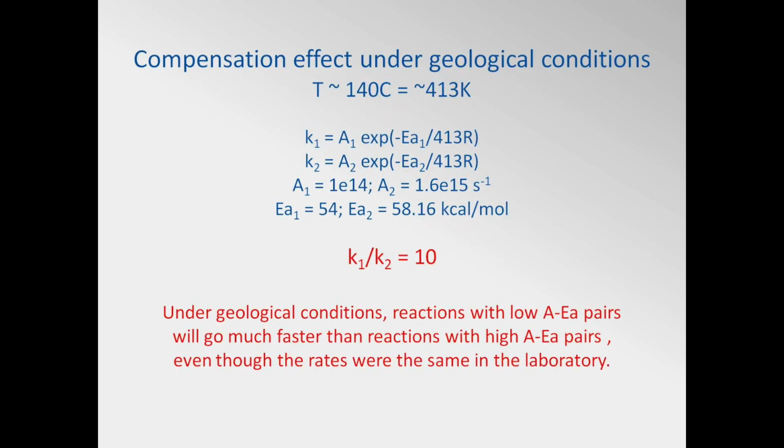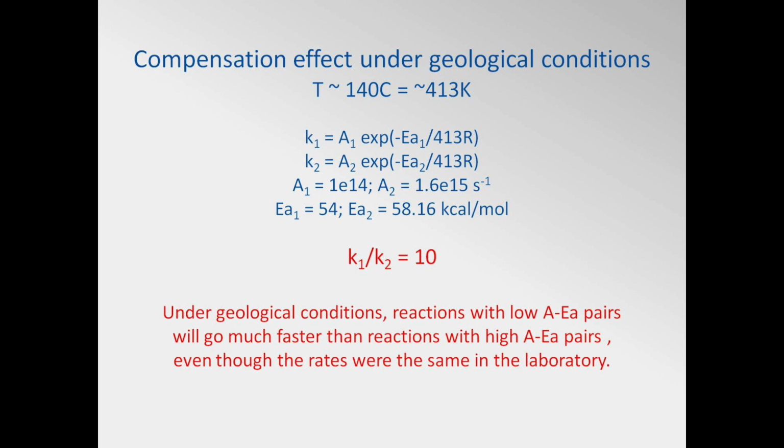But if we now take these kinetics determined under laboratory conditions, high temperature, and use them in a geological simulation where the temperature is only 140 degrees C instead of 484 degrees C, and use the same A and E combinations, we find out that the example with the lower A and the lower E is now going 10 times faster than the other one. Whereas under laboratory conditions, they were going at identical rates.